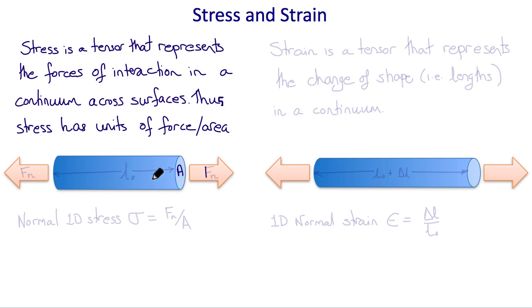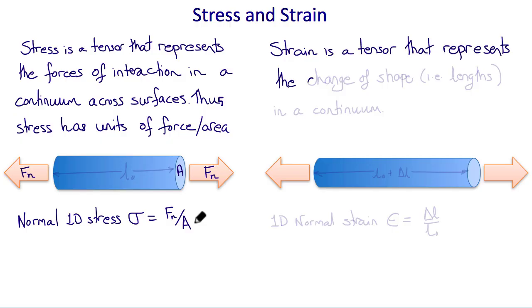So let's consider tension applied to this cylindrical sample with cross-sectional area A with forces normal to that cross-section Fn. The normal one-dimensional stress sigma in this one-dimensional example is Fn divided by A, and this is a so-called tensile stress. Strain is a tensor that represents the change of shape, i.e. lengths, in a continuum.